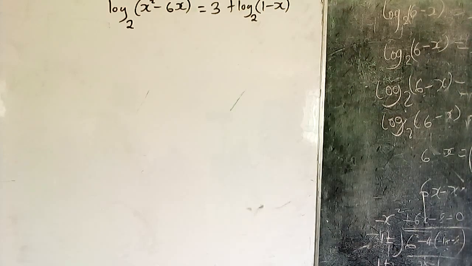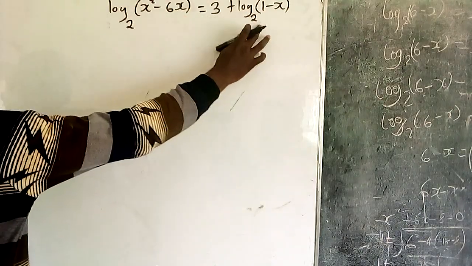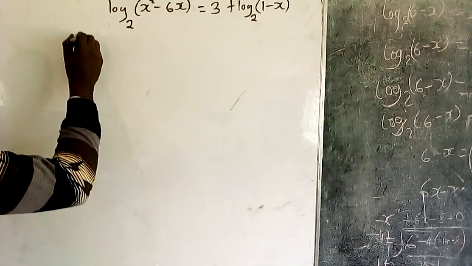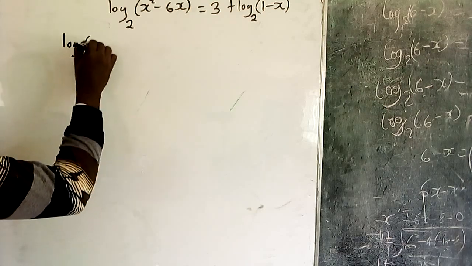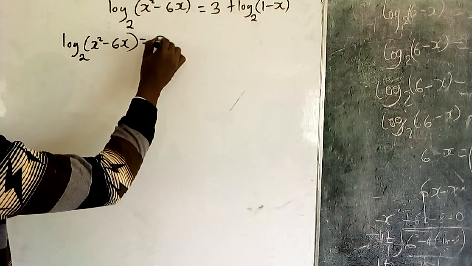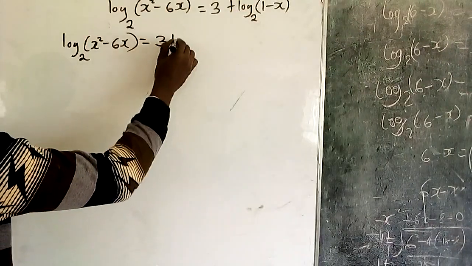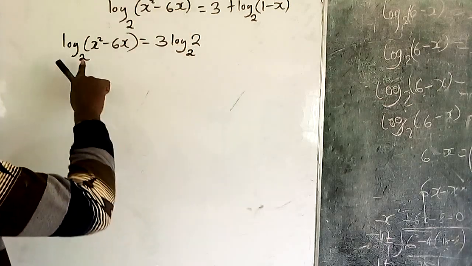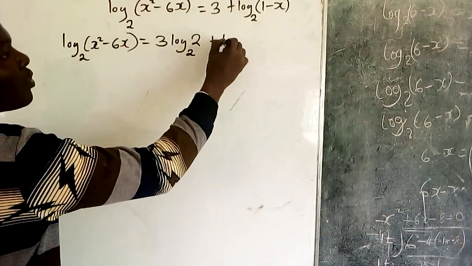Use the laws of logarithm. Here we have base 2, meaning this term must also have log to base 2, isn't it? Yes. So we are going to have log of x squared minus 6x to base 2 is equal to 3. Now this term of 3, we introduce log 2 to base 2. A log of a number to the same base is 1. So we now have base 2 all through, isn't it?